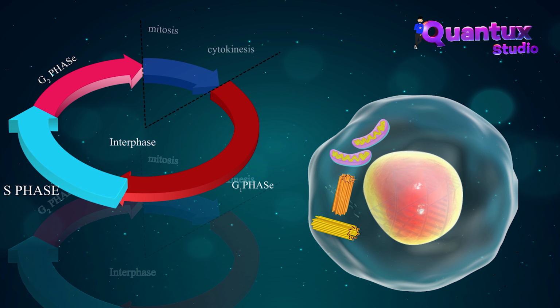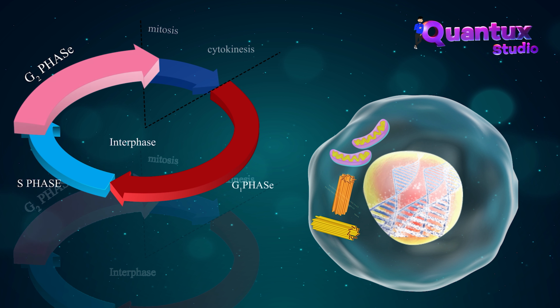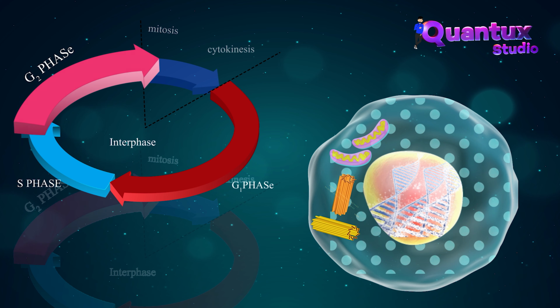Then during S or synthesis phase, the DNA replicates. Finally, during G2 or gap 2 phase, all the enzymes needed to aid in the process of cell division are produced.